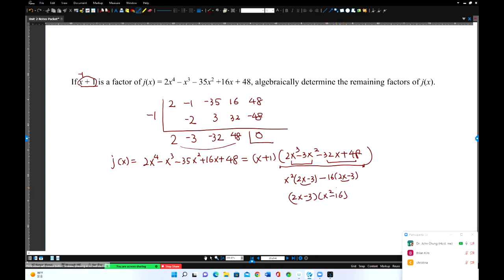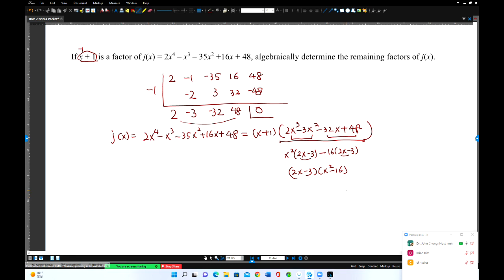But we have to show all linear factors, right? The smallest factors. This one is 2x minus 3. The second factor is a difference of two squares, which factors this way: x minus 4 and x plus 4. Wow, this one broke into linear factors, because the degree is 1. So finally it equals x plus 1, 2x minus 3, x minus 4, and x plus 4. They are all factors of j of x. Factor, factor, factor, factor. You have to show it this way.